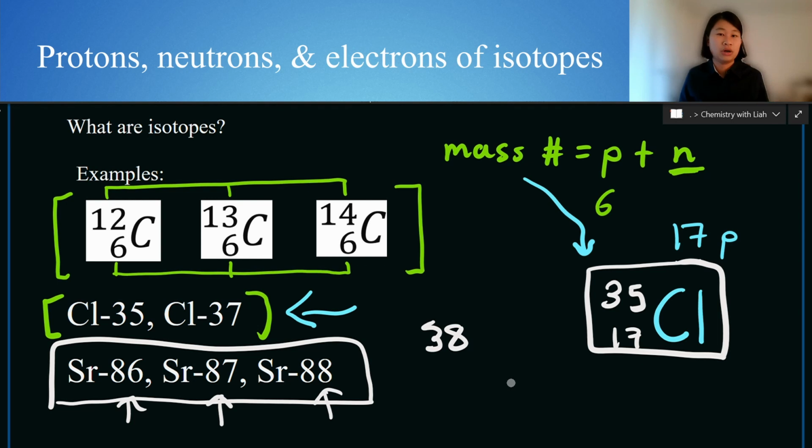So essentially with isotopes, what you want to keep in mind is that if you change the number of protons, you're talking about a different element. In isotopes, we talk about the same element. So isotopes of chlorine are going to be chlorine atoms, but with different mass numbers or different numbers of neutrons.